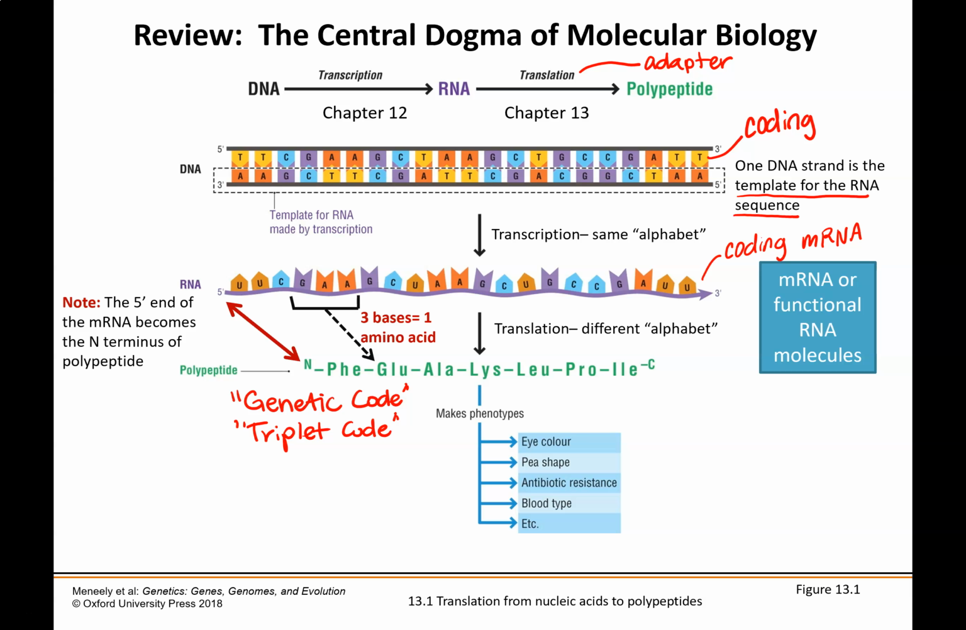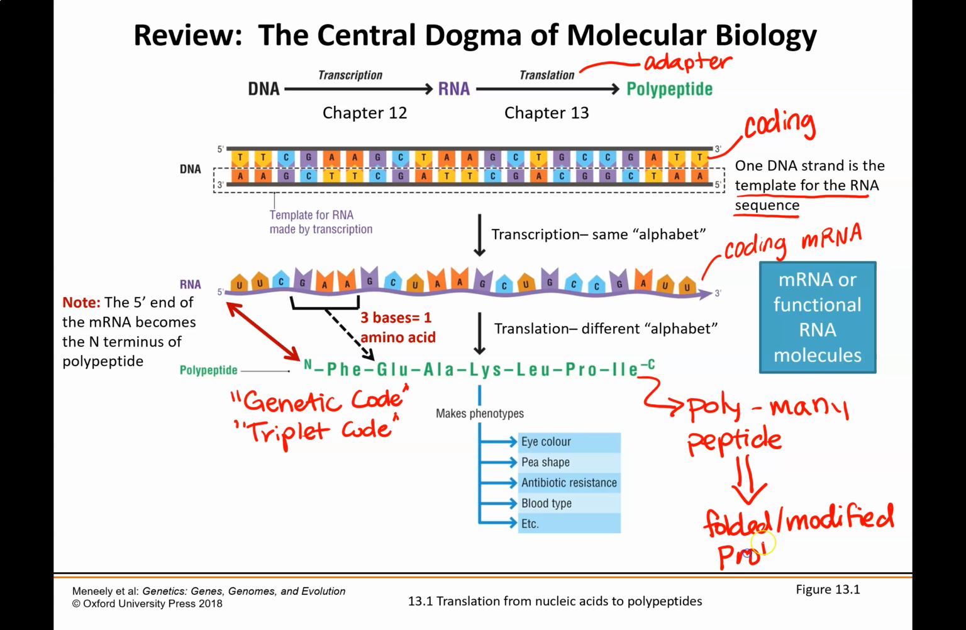Amino acid chains are also called polypeptides, poly meaning many. Peptide refers to the type of bond that links the amino acids. So these molecules are linked by a peptide bond, which is why we call that chain a polypeptide. And then to produce a phenotype, that polypeptide is going to be folded and modified into a functional protein.